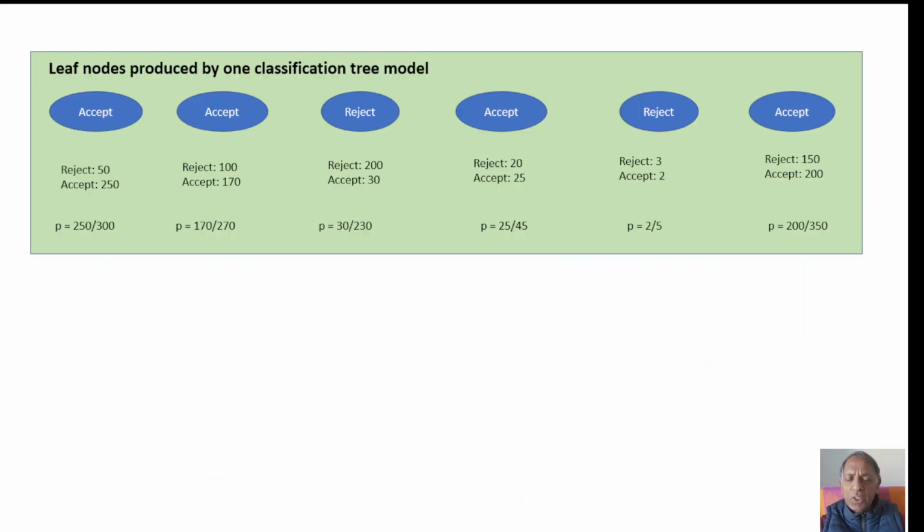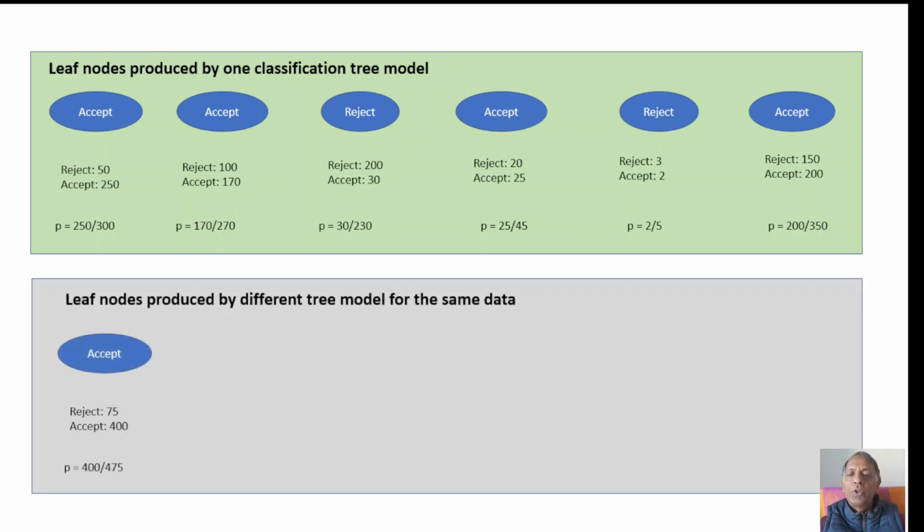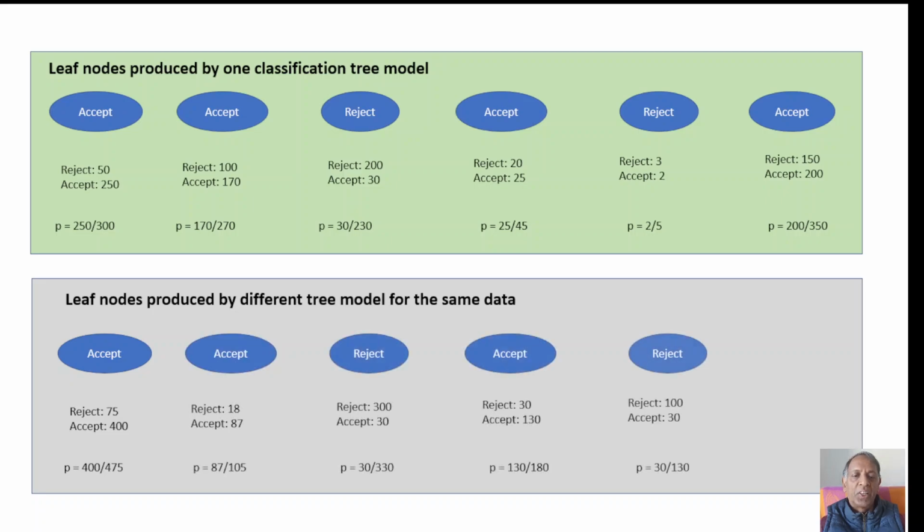Okay, so here is just an example of, let's say you got some data and you built two different decision trees, classification trees, and the leaf nodes turned out to be like this. So which tree do we prefer? Which is the better tree? We're going to look at the composition of the leaf nodes and see the sample size and the homogeneity.